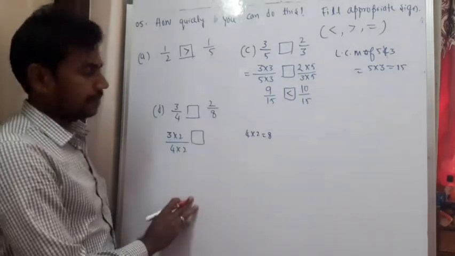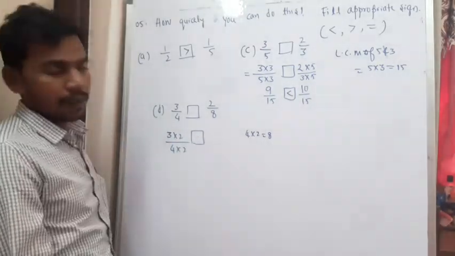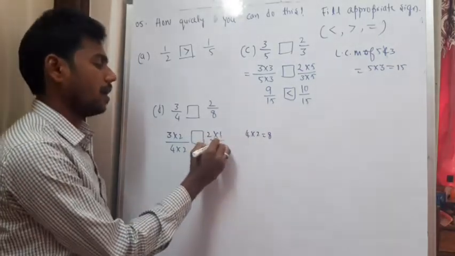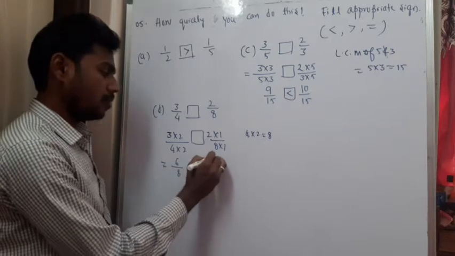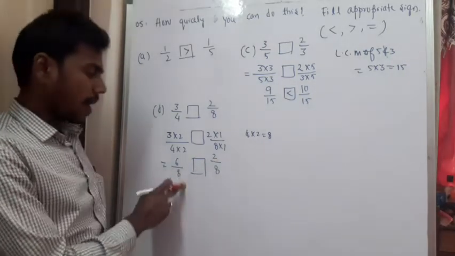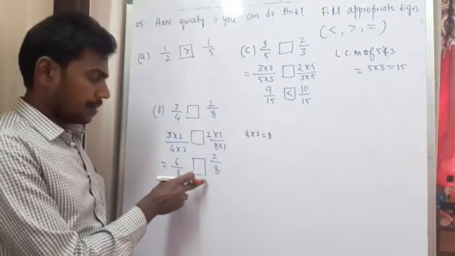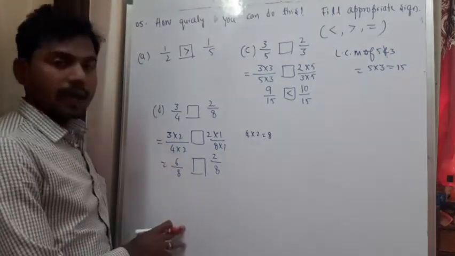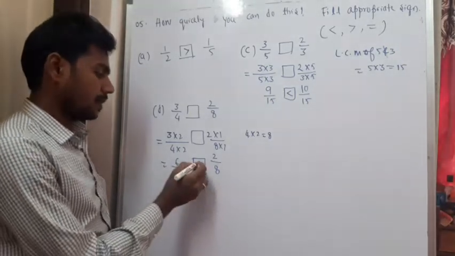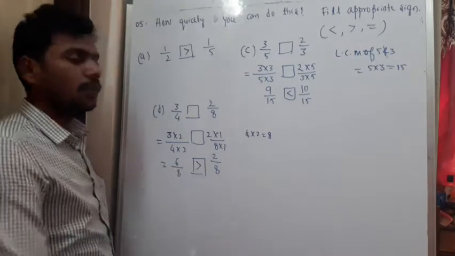To get 8 from 8, you need to multiply by 1. 2 into 1, 8 into 1. So 6 by 8 and 2 by 8. So the denominator is same. So what can we write? 6 by 8 is greater than 2 by 8.